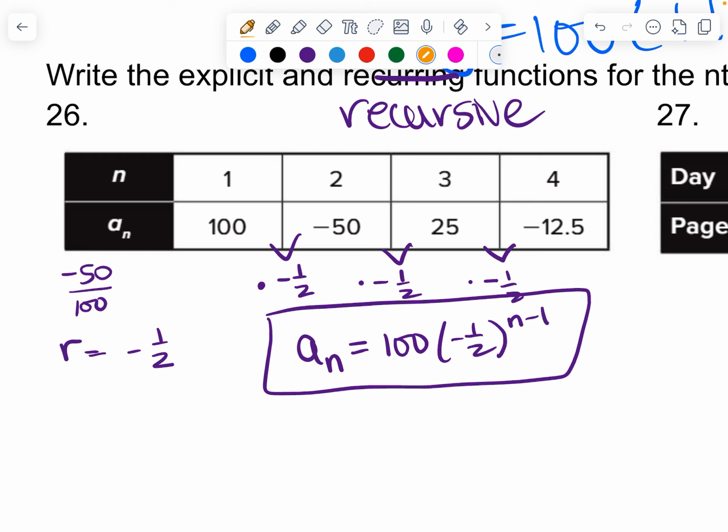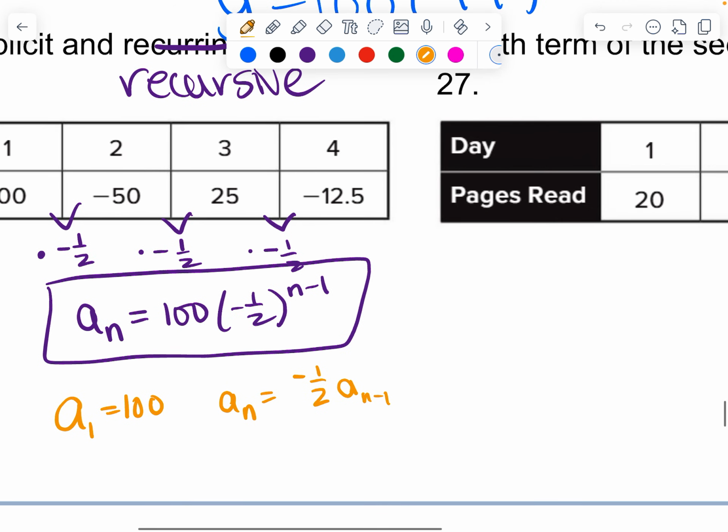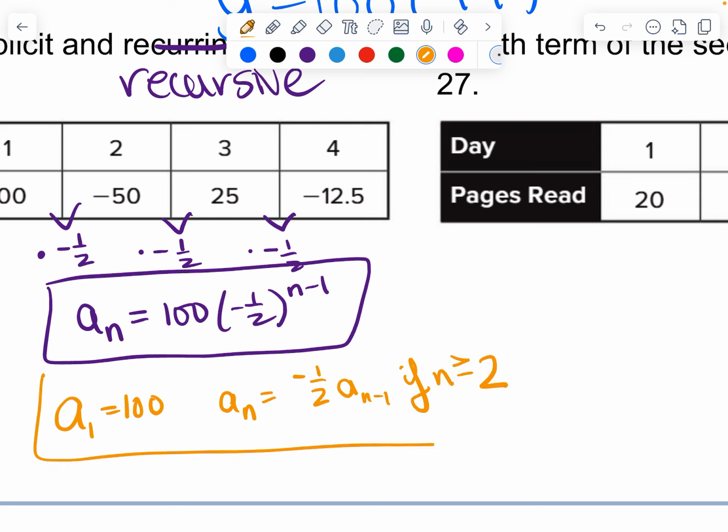So now we're going to write the recursive formula. A sub 1 equals 100. A sub n equals negative 1/2 times a sub n minus 1, so the previous term, if n is greater than or equal to 2. So the term has to be the second term.